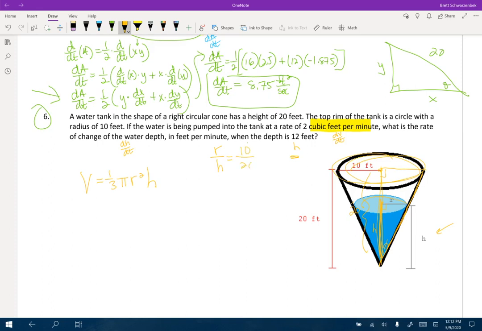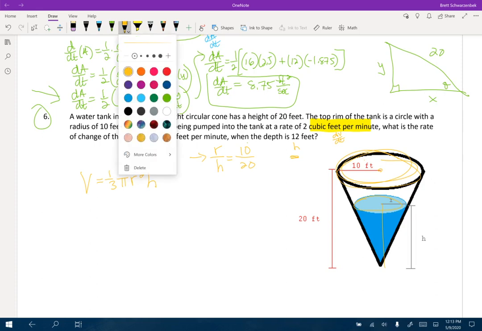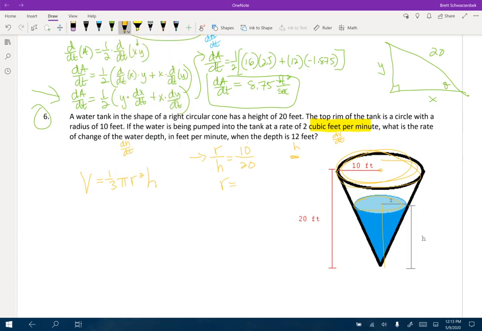So let me do this again. I'm going to erase everything. So basically we have 10 to 20 is the ratio of the big cone's radius to the big cone's height, right? But then we also have another cone shape created by the water down here, where we have a height and a radius. So this proportion is legal. And what we can do with that proportion is we can multiply both sides by h and get r is equal to 10/20 h, which means r is equal to 1/2 h.